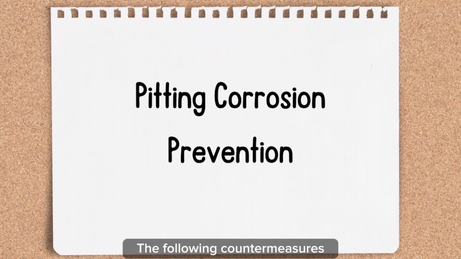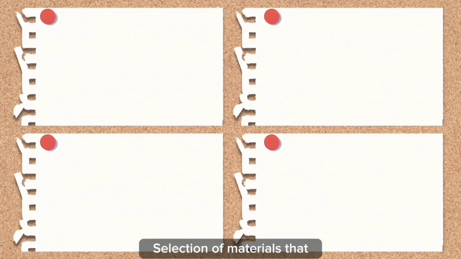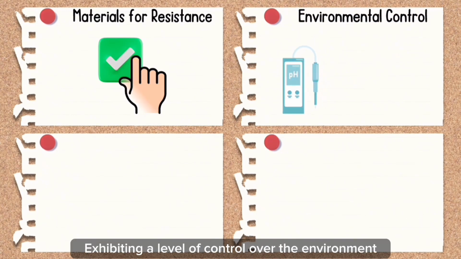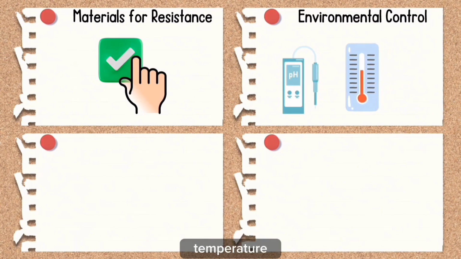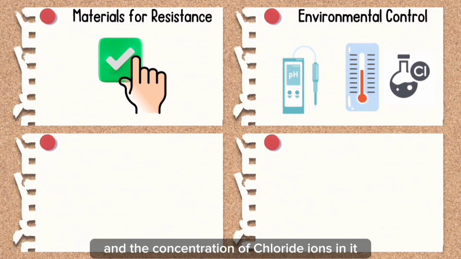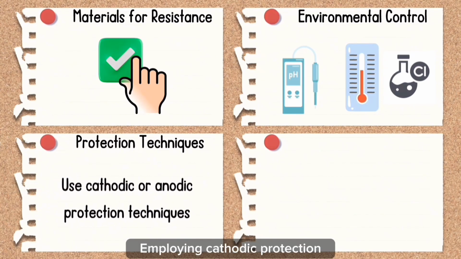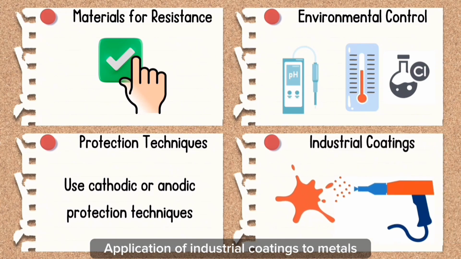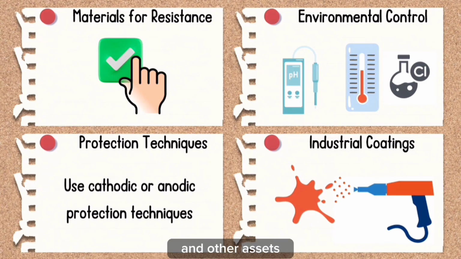The following countermeasures can be adopted to prevent pitting corrosion. Selection of materials that are known to possess a level of resistance towards the given environment, exhibiting a level of control over the environment, including its pH, temperature, and the concentration of chloride ions in it. Employing cathodic protection or anodic protection techniques. Application of industrial coatings to metals and other assets.